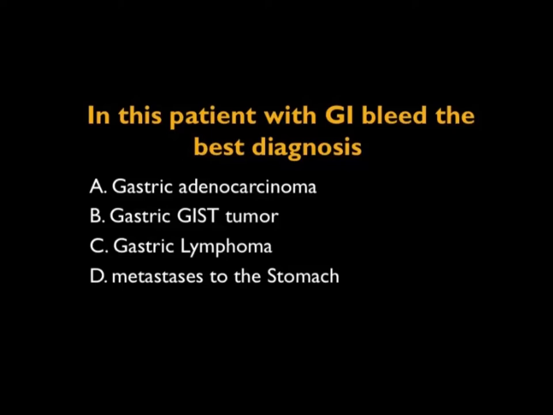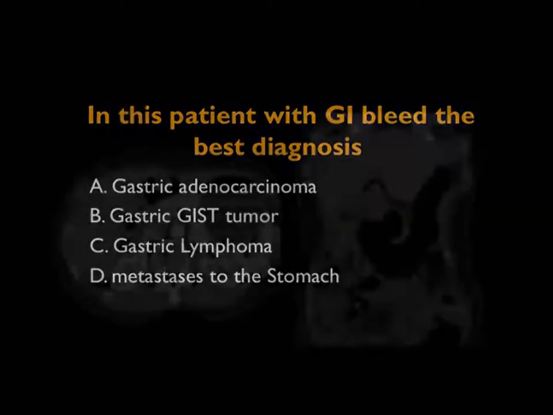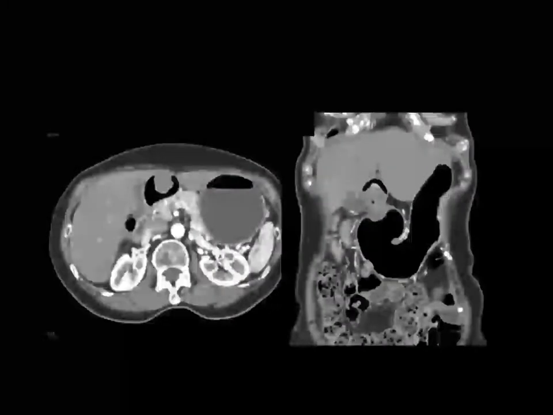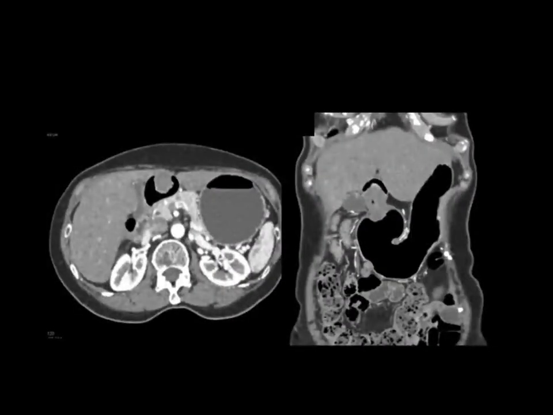This patient had GI bleed, and we're looking for the cause. CTA is very sensitive in the high 90% range for detecting the cause of a GI bleed. In this case, you see a polypoid mass in the antrum of the stomach. You can see it off the anterior wall. You see it in the axial and coronal images.